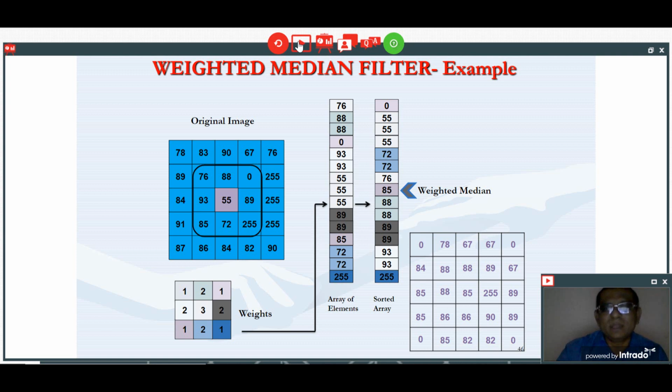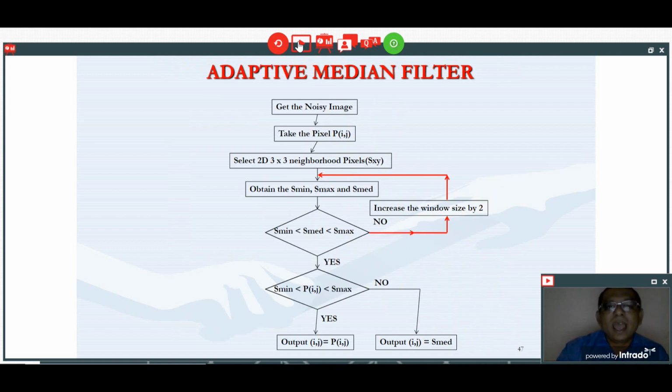Then the next variant of the median filter is the adaptive median filter. The fundamental idea behind the adaptive median filter is that we want to change the size of the window based upon certain criteria. The criterion here is whether the median of that pixel is between the minimum and maximum. If it is, we are not going to change the window size. If it is not, then we are going to change the width of the window. So adaptive means based upon the condition; there is some flexibility.